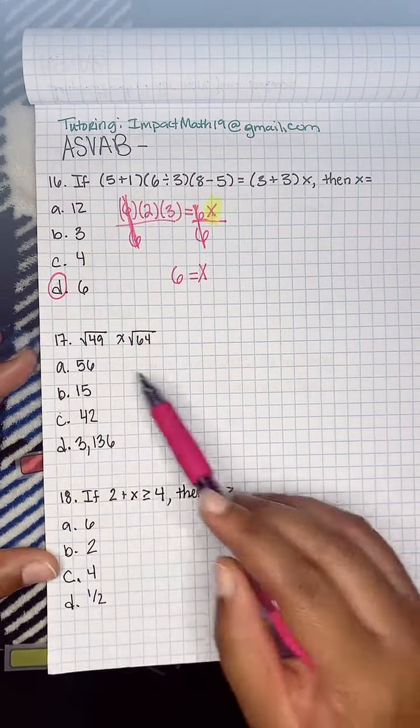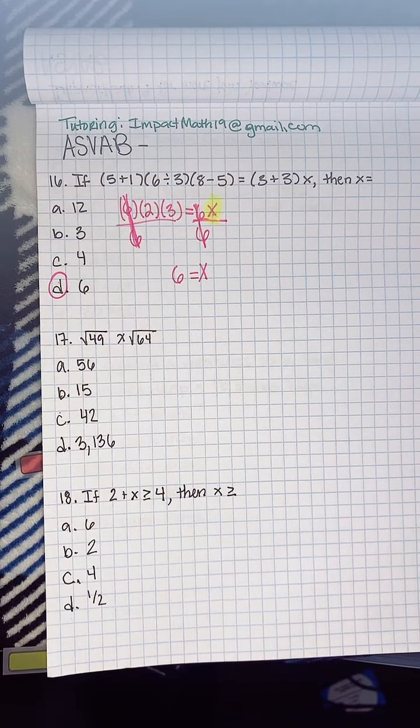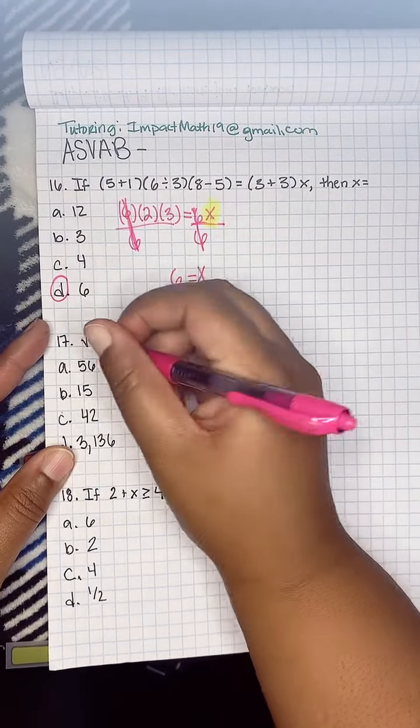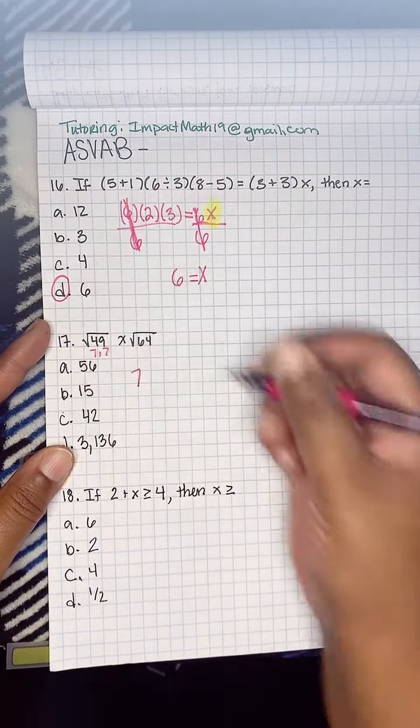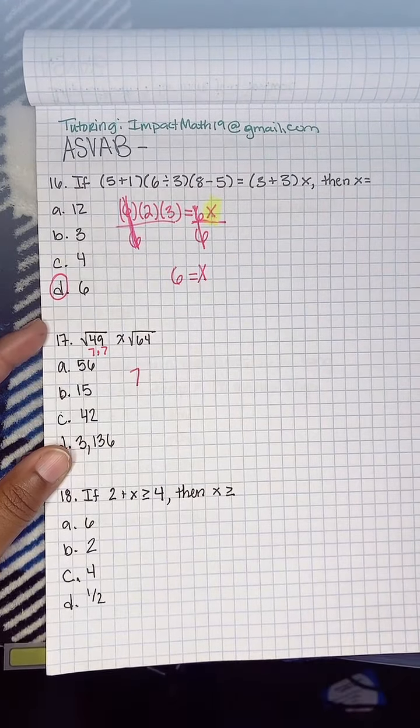So 17, square root 49. Can you guys put that in the chat? What's the square root of 49? Ooh, 17 is C. Okay. Yes, 7. Good. Remember, square root means what times itself. So 7 times 7. What's the square root of 64?